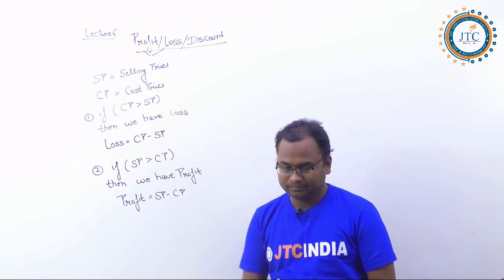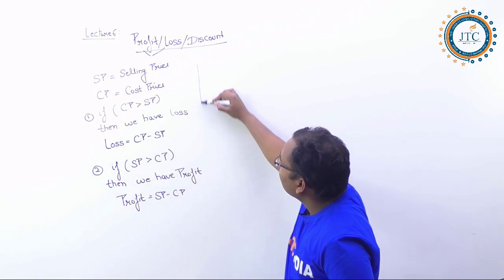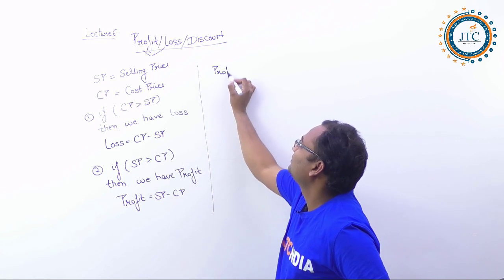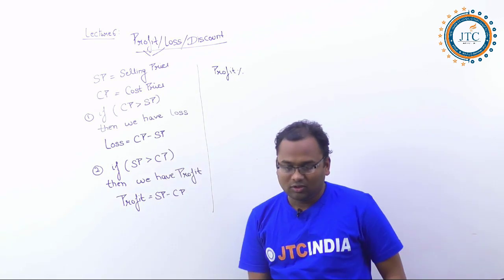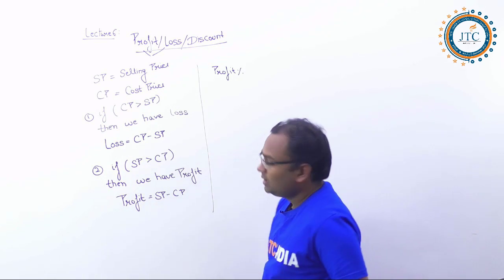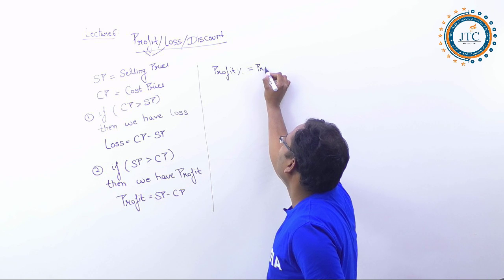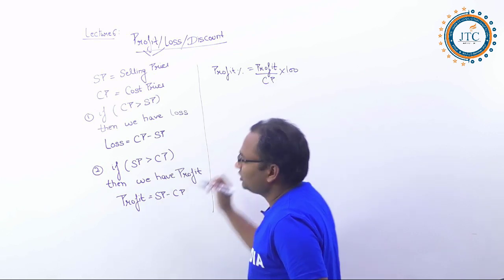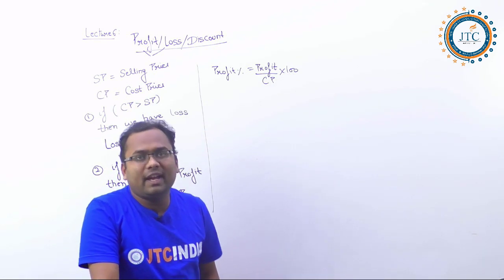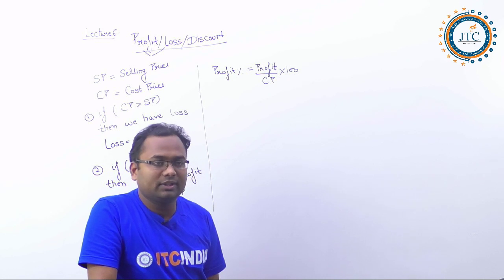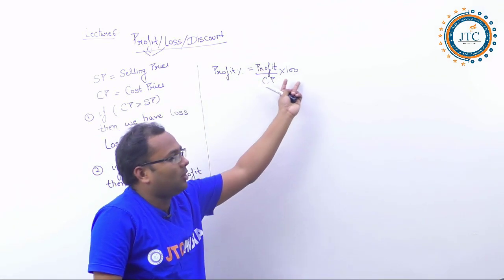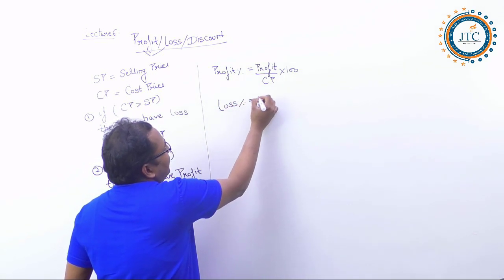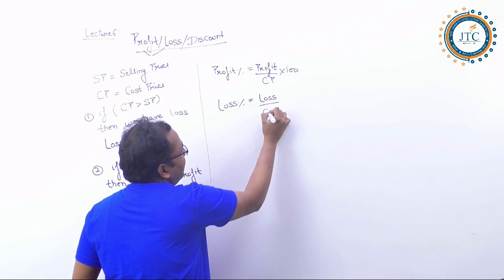Any doubt till here? So friends, after that, loss and profit. One more formula. What is profit percent? Basically, profit percent is equal to profit upon cost price into 100. Most important thing, profit and loss are always calculated on the cost price. So profit percent is equal to profit upon cost price into 100, and loss percent is equal to loss upon cost price into 100.